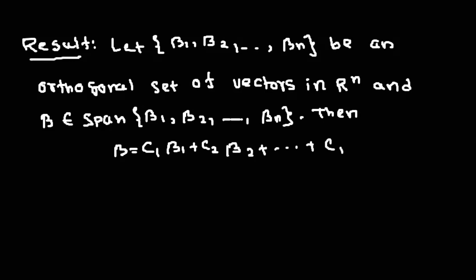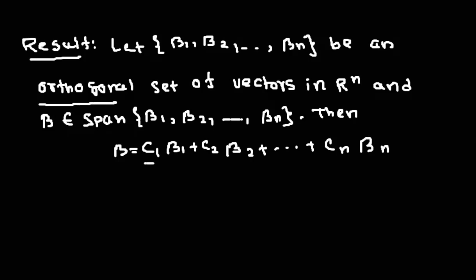In this way, Cn into beta n. We can write this as a linear combination of vectors beta 1, beta 2 up to beta n. But because the set is given as orthogonal vectors, we can go one step further, and it says that beta can be written uniquely in this way, and we can find the scalar quantities C1, C2, Cn by using the projection of the vector.